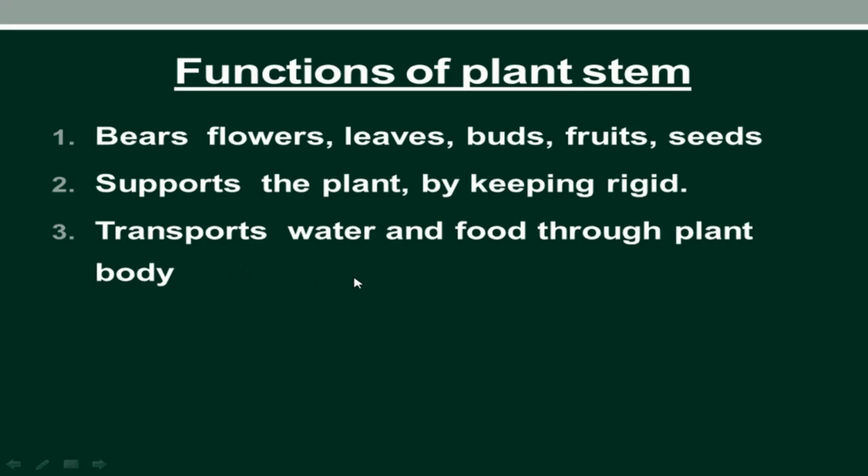Next one, transport water and food through the plant. The stem has a transporting system; especially, the stem contains xylem and phloem tissue. Water and minerals are transported through the xylem tissue. The food produced by photosynthesis is transported through the phloem tissue. Both xylem and phloem tissues are found in the stem, so the stem helps to transport water and food throughout the plant body.